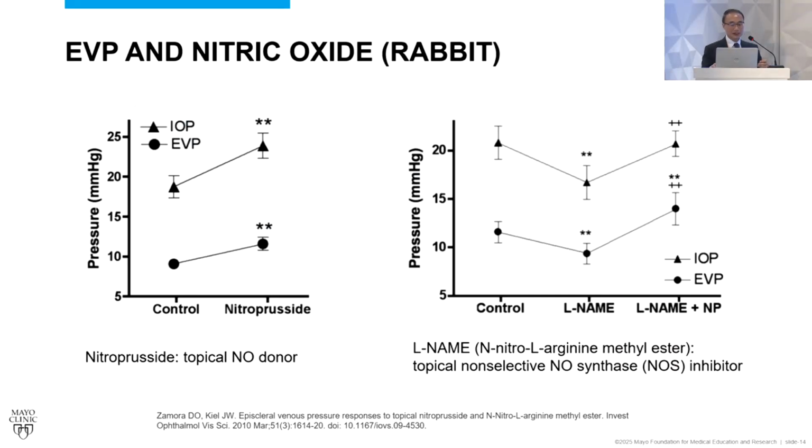And that was shown to us by Jeff Kiel in rabbits, where he used a nitric oxide donor, nitroprusside. Nitric oxide, of course, is a vasodilator. So if you give that to rabbits, it causes an increase in episcleral venous pressure, whereas L-NAME, a nitric oxide synthase inhibitor that decreases the amount of nitric oxide, actually decreases EVP. That's consistent with the idea that if you dilate too many of the arteriovenous anastomoses, you're going to actually increase the pressure.